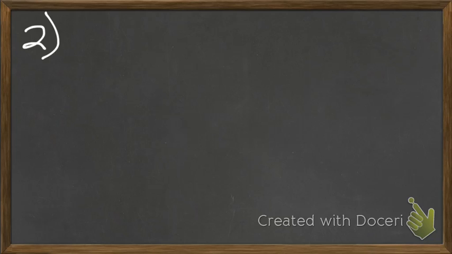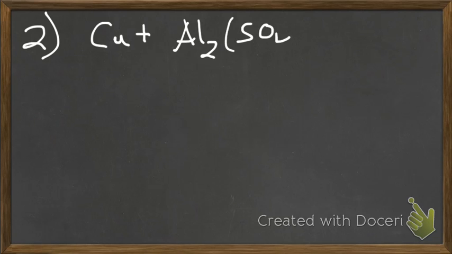Alright, so now here is the equation that you're going to use. Copper is reacting with Al2(SO4)3, and you need to tell me if a reaction will occur or not. That's all I need to know, is will a reaction occur or not.